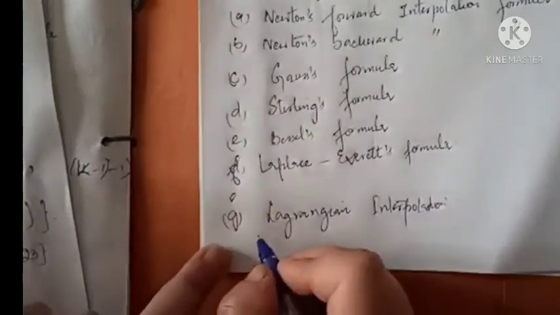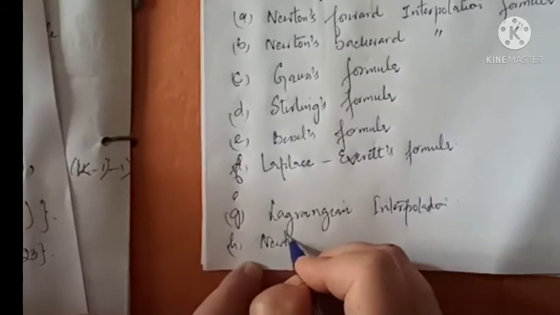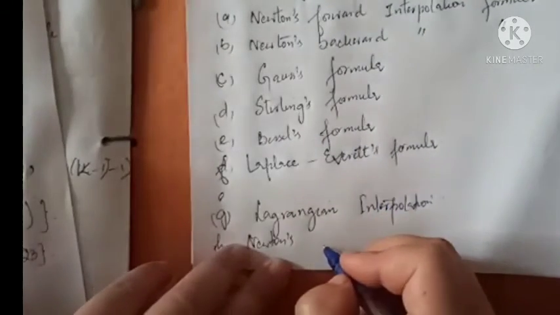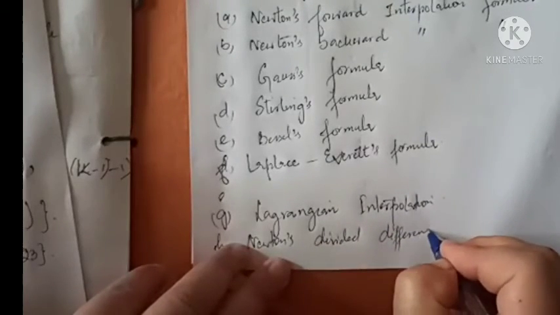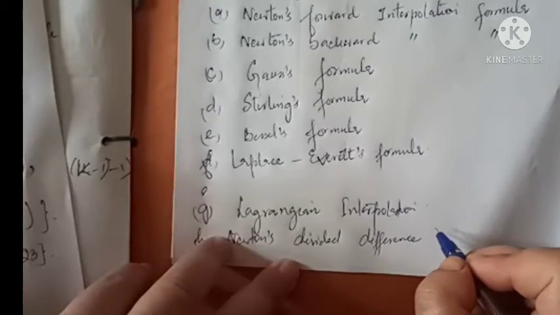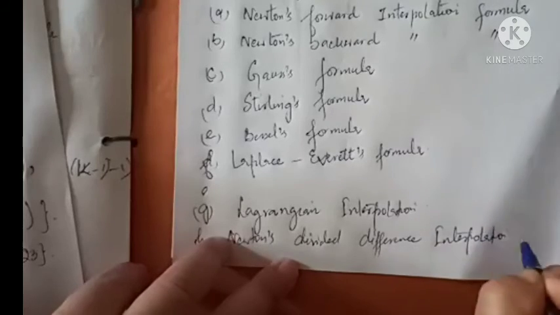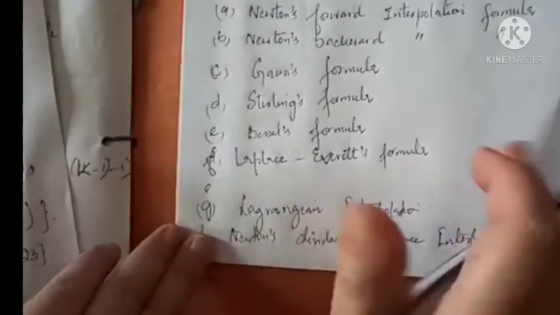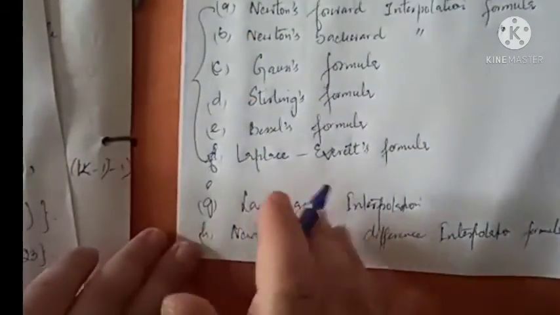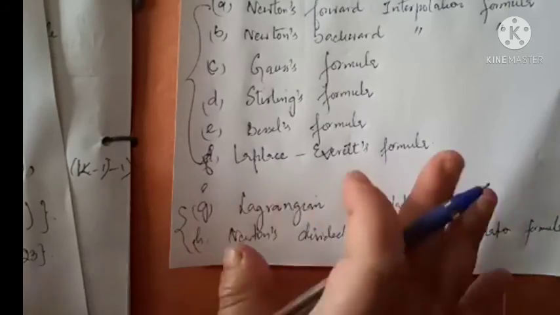And there's one more, that is called Newton's divided difference interpolation formula. Okay, these are the various methods which we can use in order to estimate the values which are not known to us.